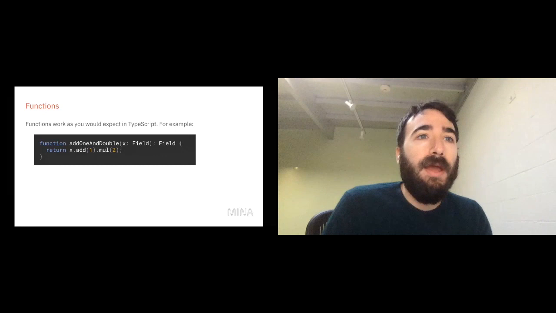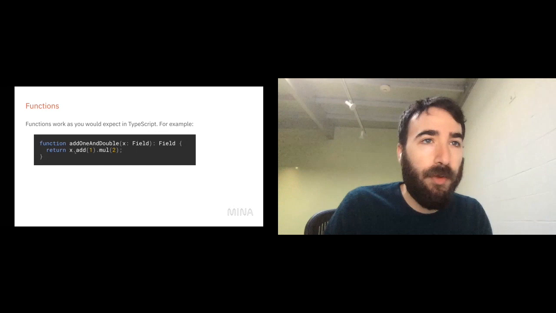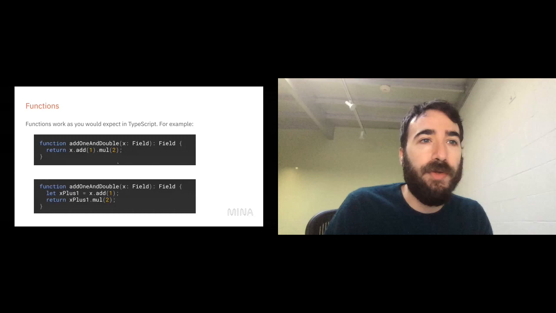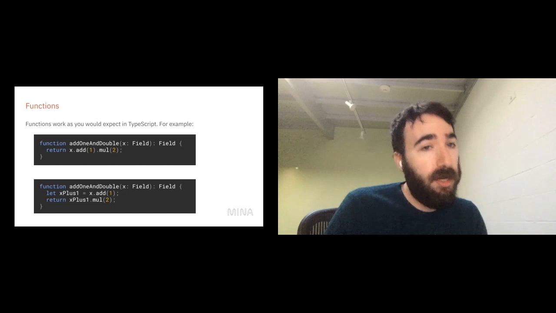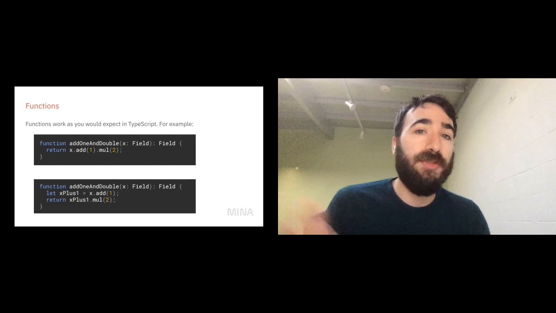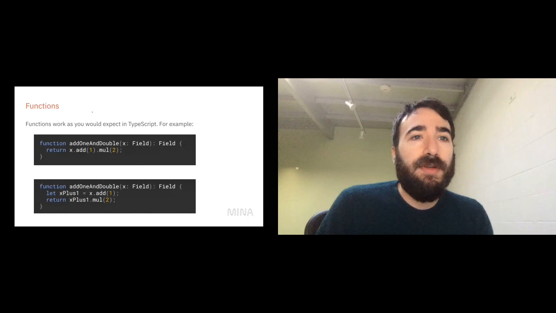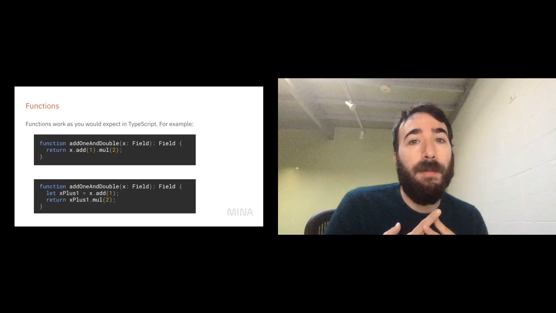The function is called addOneAndDouble. So what's it going to do? It's going to take an x, add one to it, and multiply it by two. And that's exactly what it writes: x.add(1).mul(2). And just to show you a little bit of syntax, if you want to create an intermediate variable, you just do it like you do in JavaScript or TypeScript. You can use let or const if people are familiar with JavaScript. You can define this intermediate value, x plus 1, with x.add(1), and then you just return x plus 1 times 2. Just to sum this up, the basic syntax is just TypeScript. It's just JavaScript, just TypeScript. So if you're familiar with that, SnarkyJS will be very familiar to you.